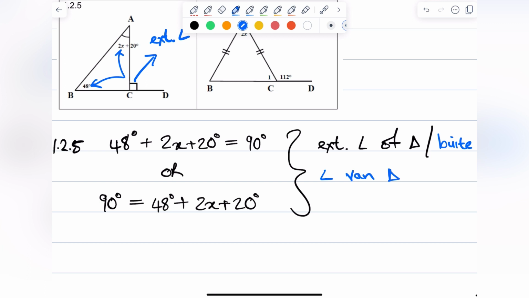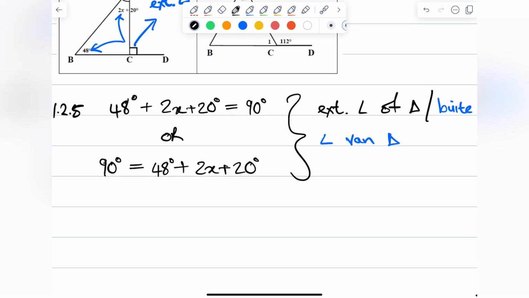Of course, we'll say the same reason for both of these expressions or equations. Depending on which one you use, you will use the same reason. I will just go ahead and use the first one. So we keep 2x, and 48 degrees plus 20 degrees is equal to 68 degrees, and that is all equal to 90 degrees.